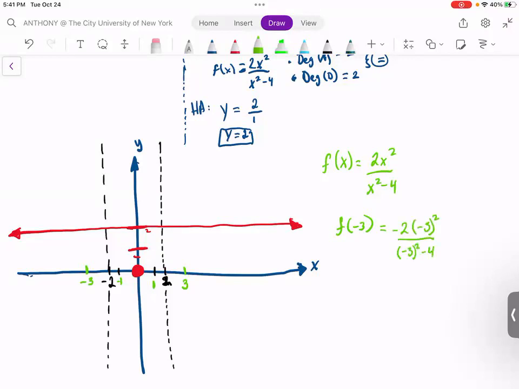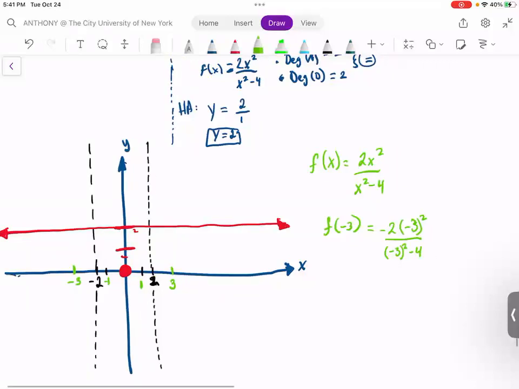Now let's try to work out this arithmetic. What is -3 squared? 9. 9 times 2? 18. So the top is equal to 18. Now let's look at the bottom. The bottom is -3 squared, which we know is 9. And then 9 minus 4 is 5. So you get 18 over 5.